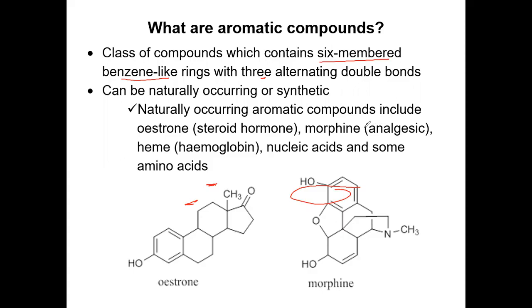Now, the types of aromatic compounds we have can either be naturally occurring or synthetic. The naturally occurring ones exist in nature, right? So examples are estrone. That's this one. Now, if you study the structure, you realize that there's a benzene ring here that makes the whole compound aromatic. Morphine. Morphine has a benzene ring here, that's a phenol ring, right? And then it makes the whole compound aromatic. Now, we have other examples like nucleic acids and then amino acids and heme, right?